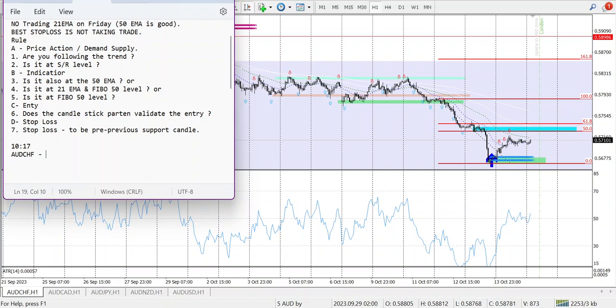Okay, so we'll wait for it. Our first trade, Aussie to Swiss, we'll wait for it to come to resistance, the 50 Fibo, and a proper candlestick for entering. Yesterday I made a big mistake. I lost $86. Today I'm being a little cautious. Not cautious, it's how I should trade.